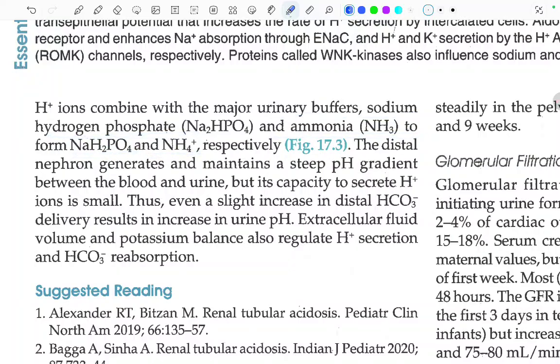The distal nephrons regenerate and maintain the steep pH gradient between the blood and the urine, but the capacity to secrete H plus ion is small. Thus, even a slight increase in the distal HCO3 minus delivery results in an increase in the urine pH. Extracellular fluid volume and potassium balance also regulate the H plus secretion and the bicarbonate reabsorption.